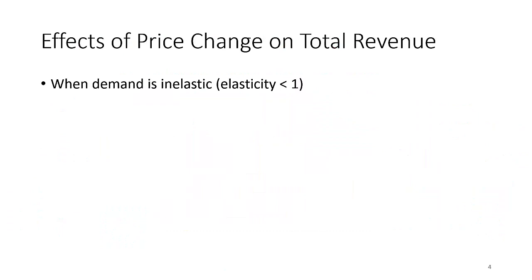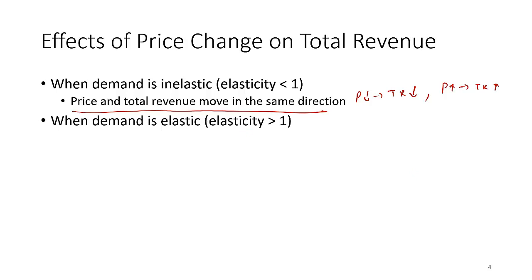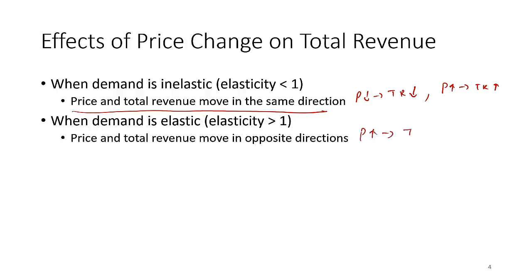So try to put all these things in context. When the demand is inelastic, price and total revenue move in the same direction, which means as price decreases, total revenue decreases. On the other hand, as price increases, total revenue increases. When the demand is elastic, which means elasticity is greater than 1, price and total revenue move in the opposite direction, which means as price increases, total revenue decreases. On the other hand, as price decreases, total revenue increases. This was the case of Pace University, where it was elastic demand and they raised the price. What happened? Their total revenue decreased.